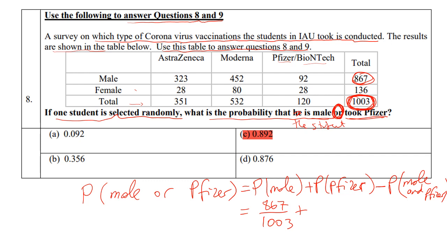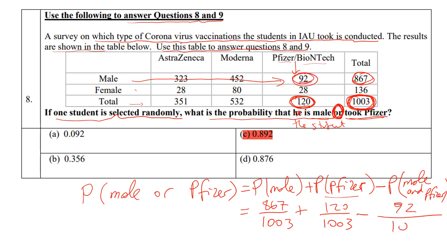The number of the total Pfizer is 120. So here we don't check male or female, it says student took Pfizer, so 120 divided by 1003, and then minus male and Pfizer. Here we are looking at the males who took Pfizer, so it's 92 divided by 1003. So if you do this calculation with a calculator, you will get C.